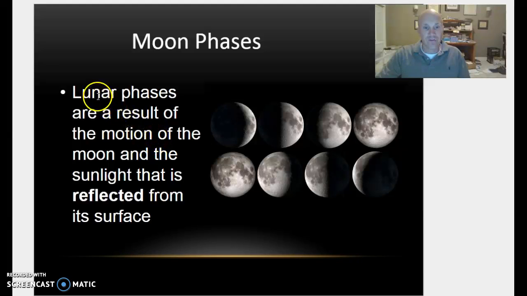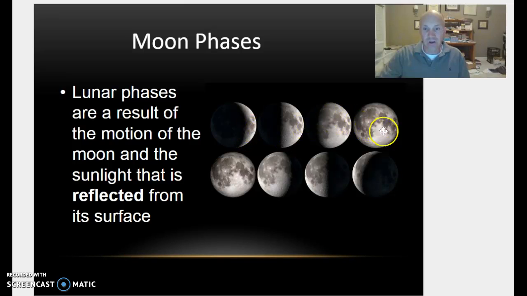So if you've looked up at the moon at night, I'm sure you've noticed that it has different appearances over different times in the month. This is the one that a lot of you would be familiar with. You'd say that is a full moon. The names of these different appearances are lunar phases, and they're the result of the motion of the moon and the sunlight that is reflected from its surface. So one thing about the moon, if I were to say how much of the moon is lit up, it is always one half of the moon. What causes the phase is what part of the moon we are looking at.